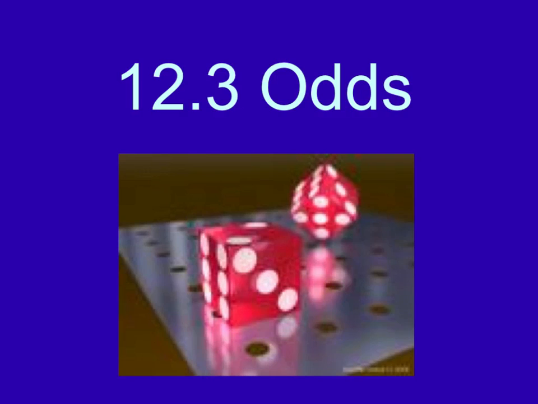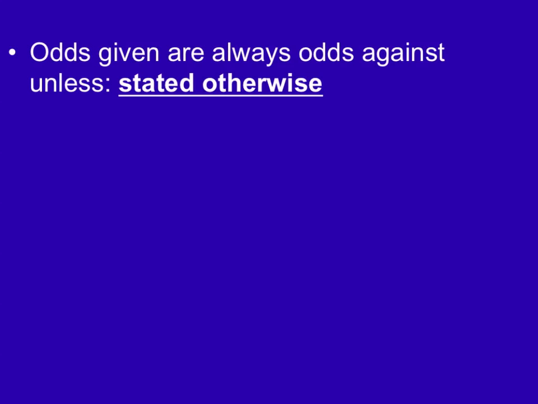Alright, welcome to our next section on 12.3 odds. Now odds are always given as odds against unless it's stated otherwise. So if you're looking at betting odds, you always see the chances against winning to the chances of winning, and so they're listed as odds against.